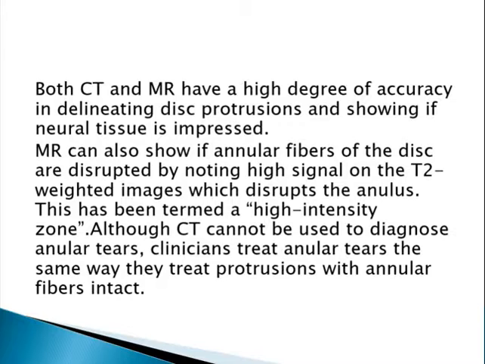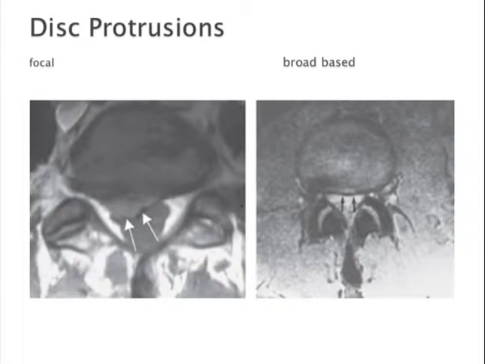There is no difference in the treatment. That's why CT and MRI are almost equally good for detecting disc disease. In this example, we can see there is a broad-based disc and there is a focal disc protrusion, mainly right paracentral, and it's indenting or even compressing the adjacent thecal sac.